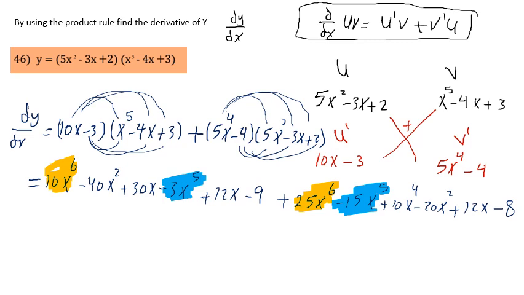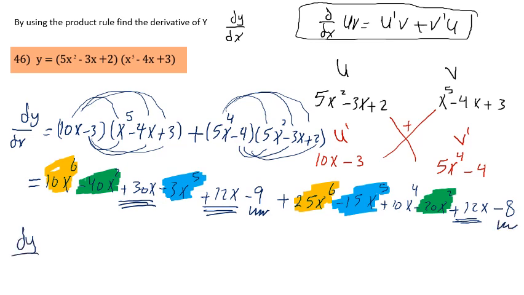Also I have the x squared terms, and I have the x terms: this is 30x with positive 12x and positive 12x, and finally negative 9 and negative 8.